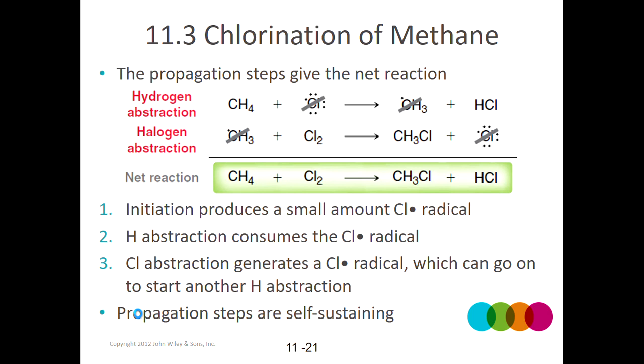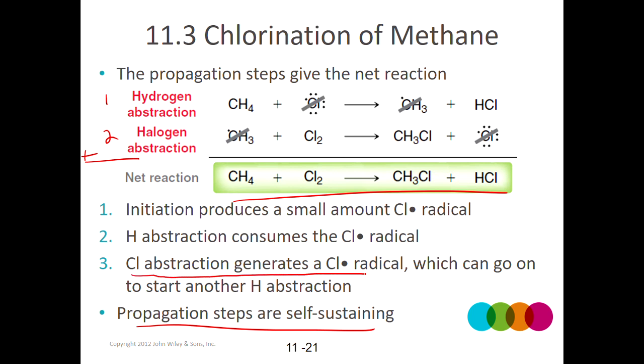So as we said, propagation steps must be self-sustaining, and the sum of the two propagation steps added together have to give the net reaction. And they're self-sustaining specifically because the chlorine radical that's generated in the second step is what's needed to do the hydrogen abstraction in the first step of the propagation. So these two parts are the propagation parts.